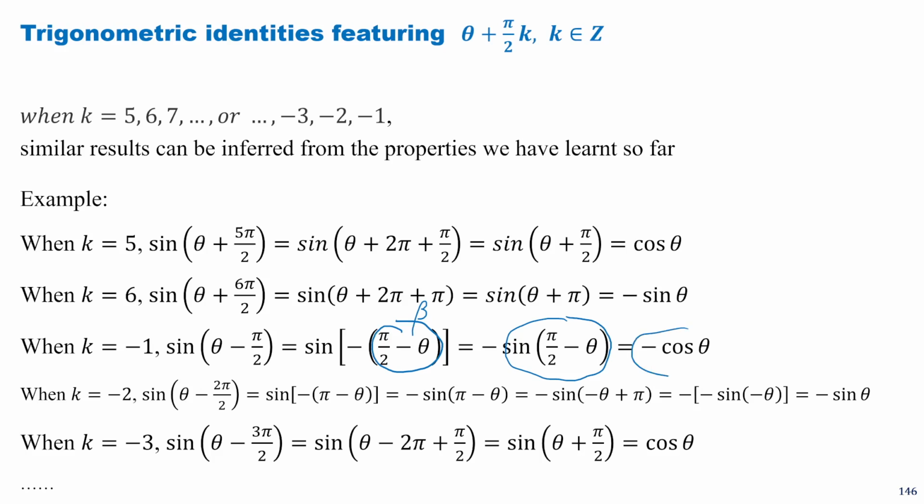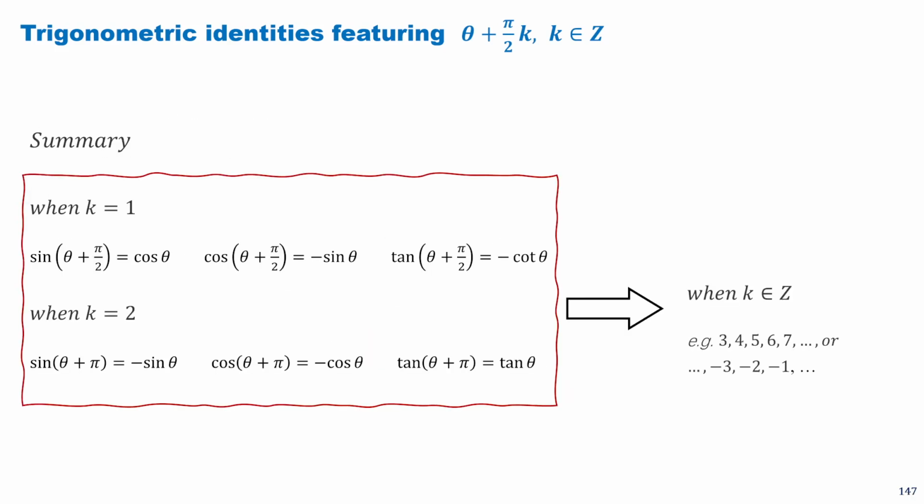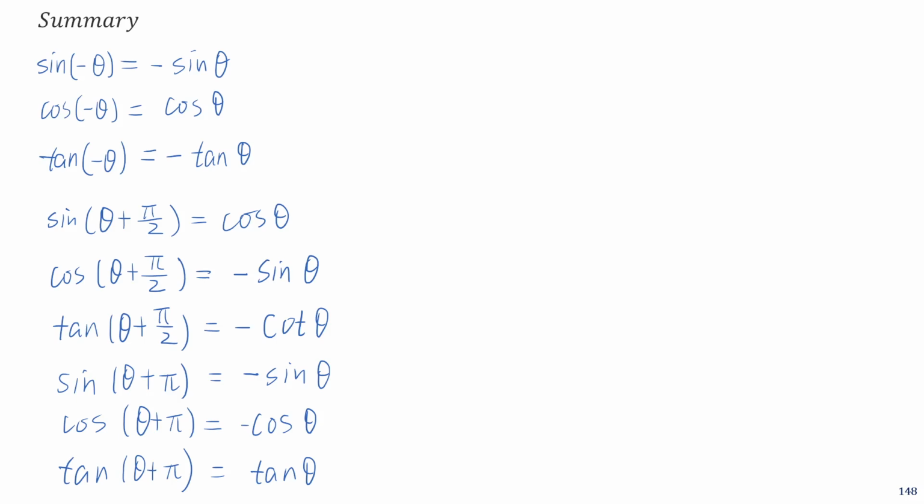That's why we have negative cosine theta here. You get it? So in summary, when you know the cases where k equals 1 and k equals 2, you can then evaluate other cases when k equals some other integers, right? So that means these are the only formulas you need to memorize. You don't have to memorize everything. Just focus on this one.